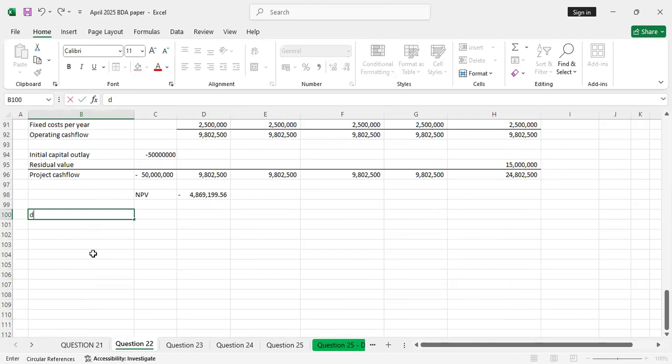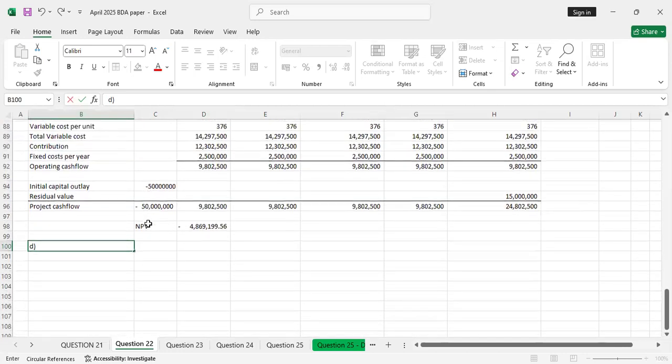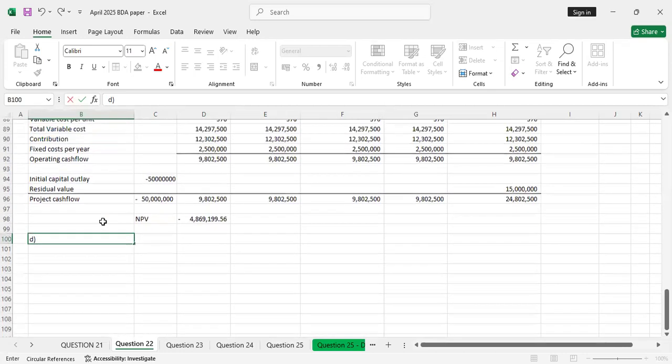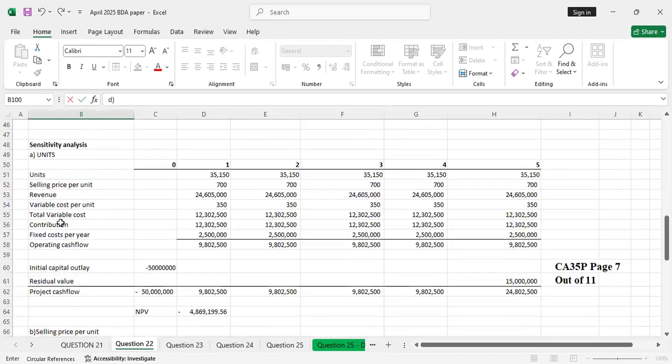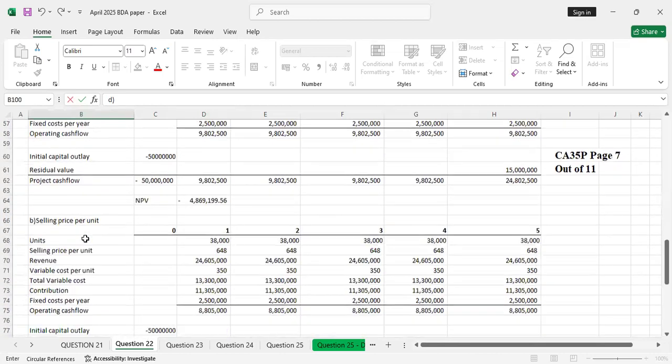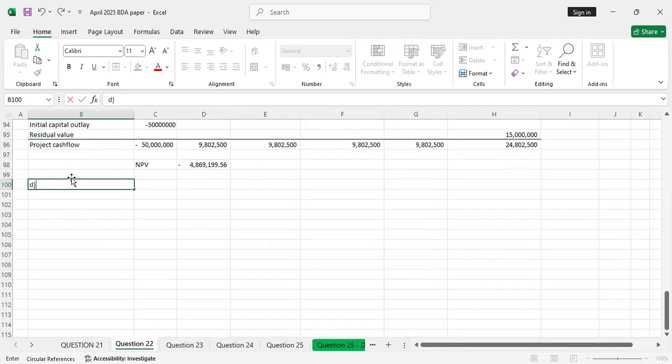Yeah, we are told that we don't vary the residual value and the project life cycle. Yeah, the useful life. So D will be variable cost, no, fixed cost. Yeah, fixed cost. So we'll vary the fixed cost.